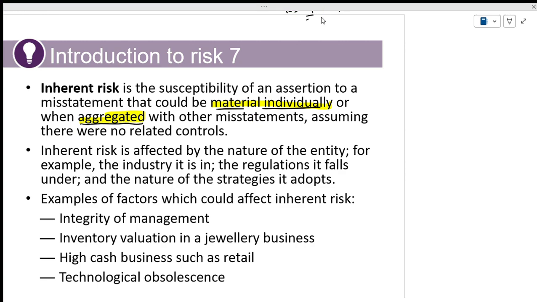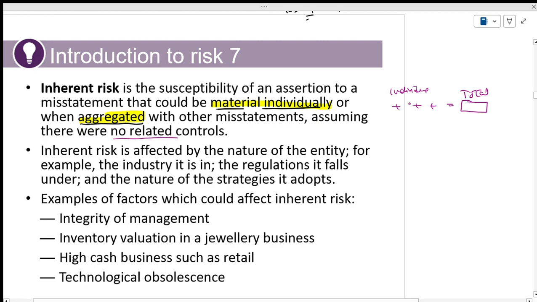It means if you are talking about individual errors, fine. But if you are talking about the total, that also matters. You have to take each individual one and add them all to know what the total is. If it is material, then it matters. It happens when we assume there are no related controls.